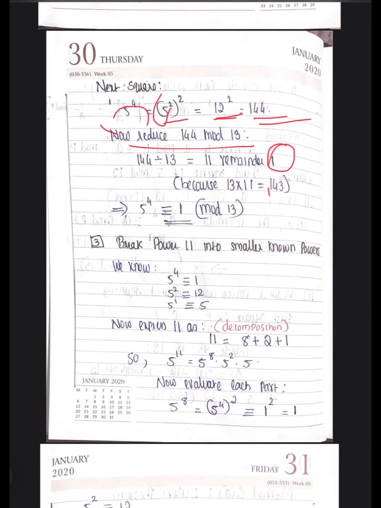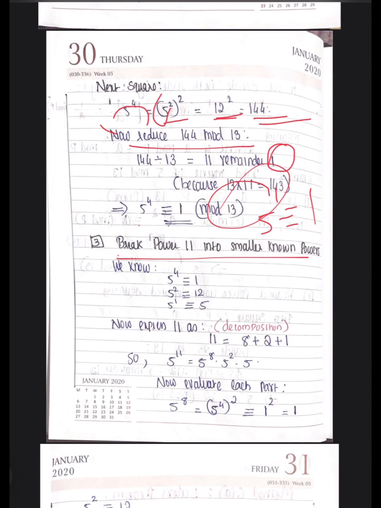In this case, we have the remaining powers. Then 5 raised to 1 equals 5, that is, 5 raised to 1 is congruent to 5. Then going to the next step, which is to break the exponent 11, that means break the power of 11. We want to write 11 by using decomposition. Here, decomposition means breaking a number into smaller convenient parts.